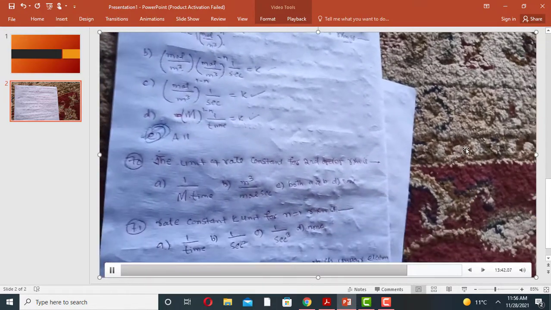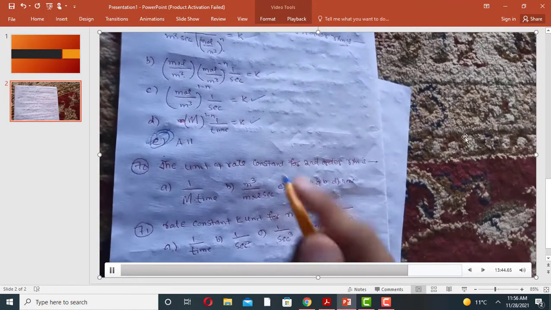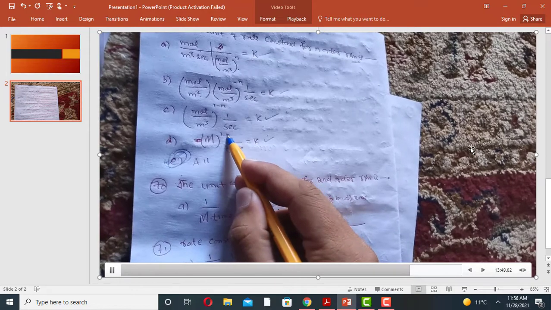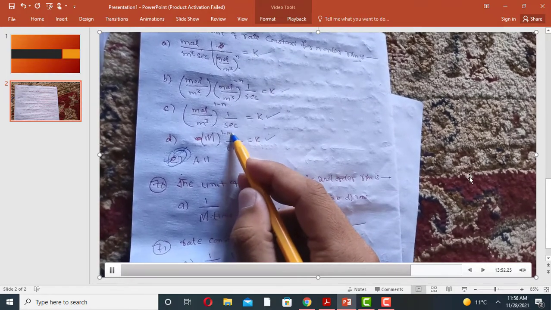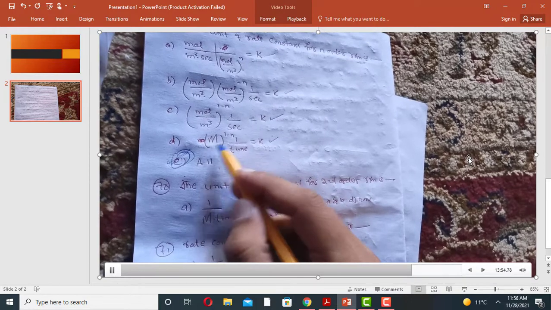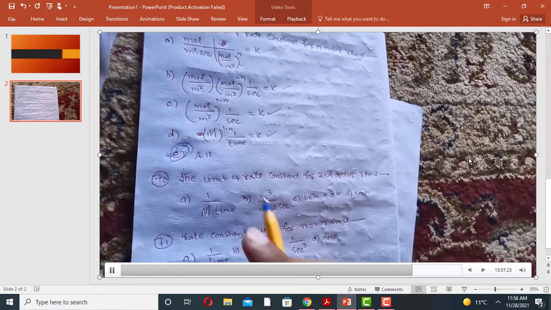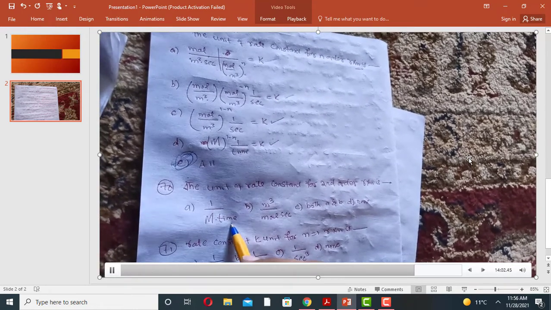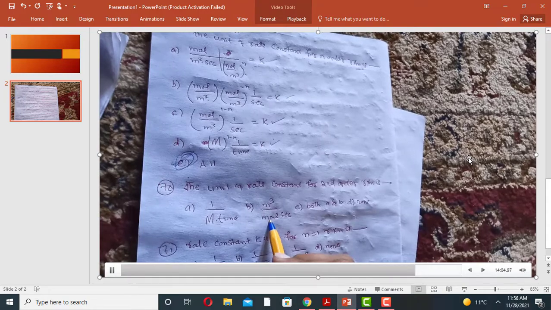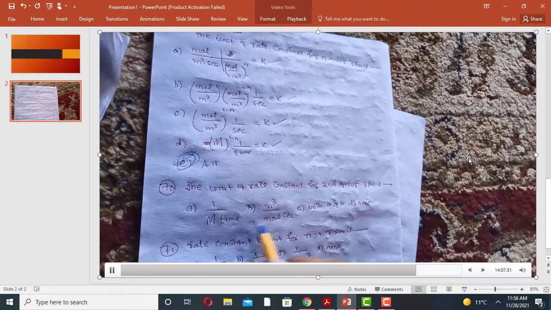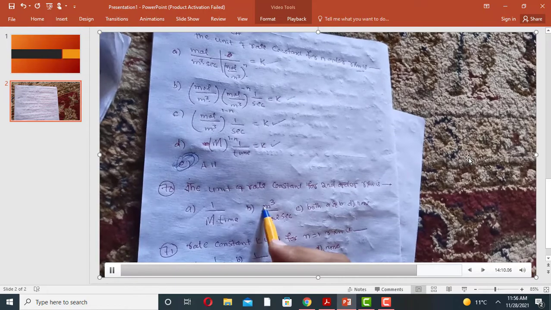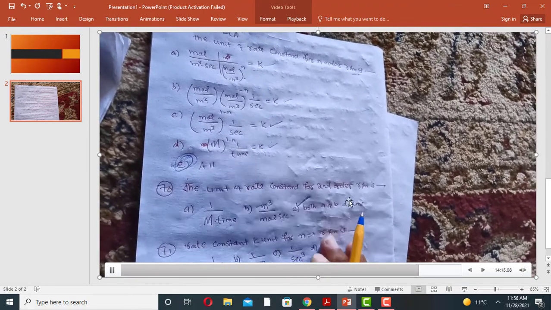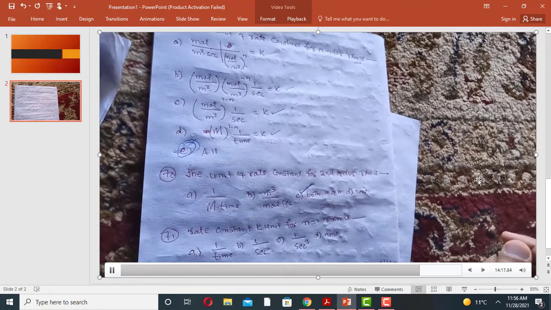The unit of rate constant for a second order reaction: this is the general for n order reaction, and for a second order reaction, n will become 2. So again it will be 1 minus 2, minus 1, so 1 divided by molarity into time. The unit of rate constant for the second order reaction is 1 divided by molarity into time. Now what is molarity? Mole per meter cube, and time is second. Yes, this is also correct. Both A and B are the correct unit of rate constant for the second order reaction.